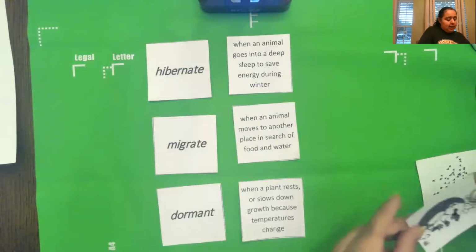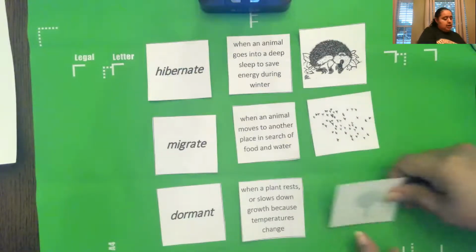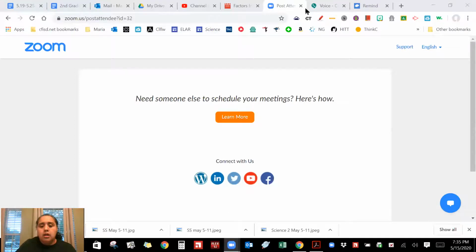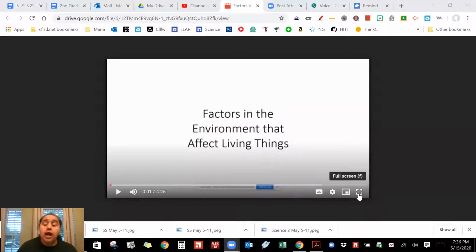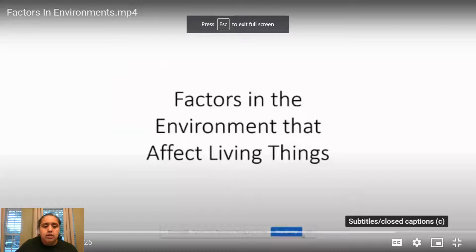Okay, so now we have the hedgehog here. It hibernates. The birds migrate and the tree is dormant. So today we learn about hibernation, migration, and being dormant, right? So I have a video that I want you guys to see before I tell you your assignment. Let me just make sure I shared it the right way. Okay, and it is about factors in their environment that affect living things. Pay attention to what hibernation is, what migration is, and what being dormant is as well. Okay, let me stop the video.